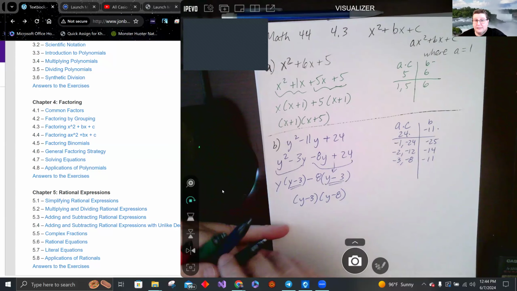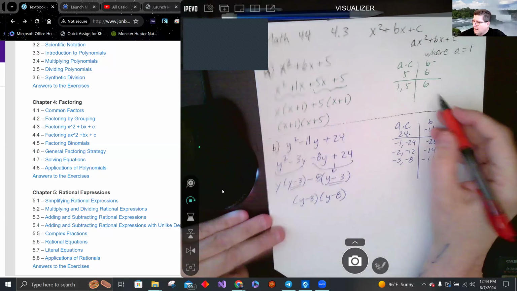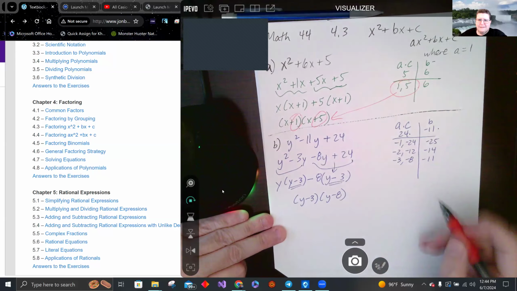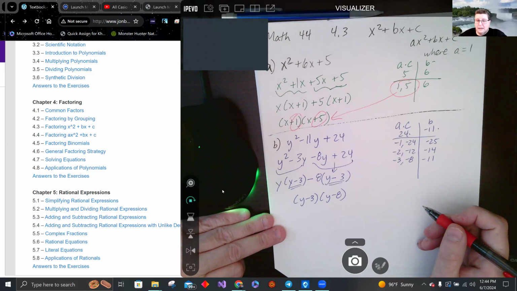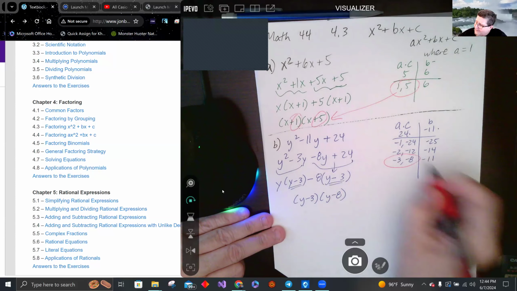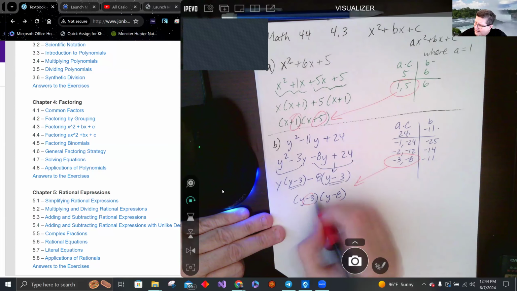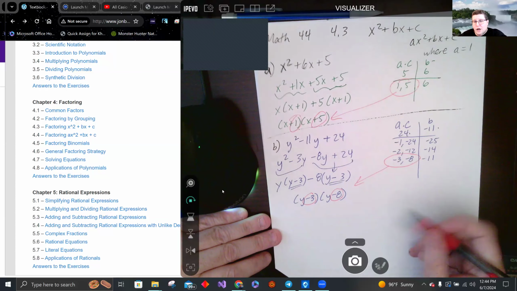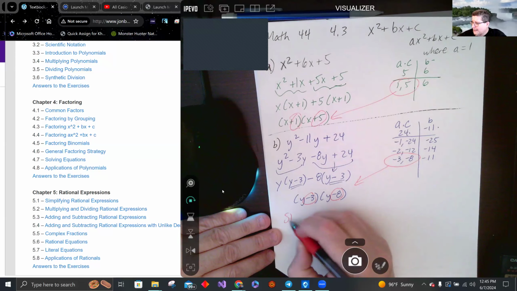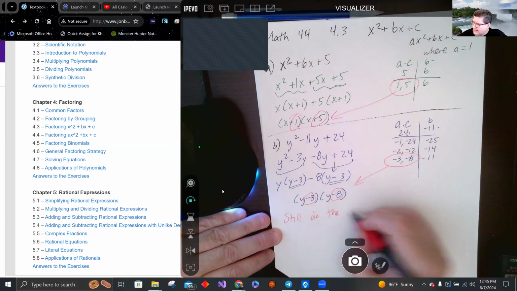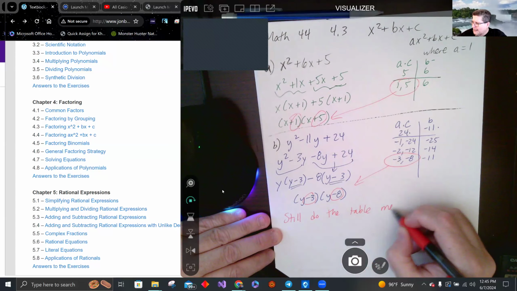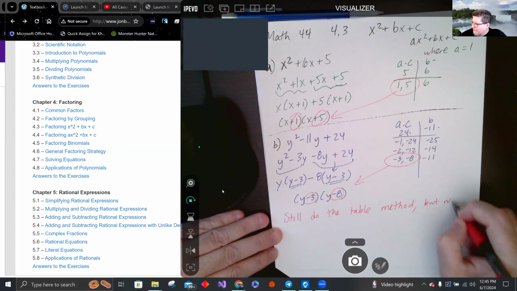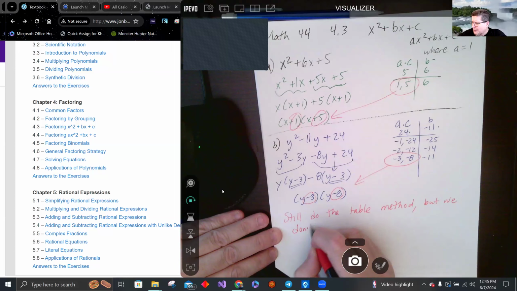Let's look at the results. I had a 1 and 5 here. I have a positive 1 and a positive 5 here. I had a negative 3 and a negative 8 here. I had a negative 3 and a negative 8 here. So if you still do the table method until you can do this quickly, do the table method. It's systematic. But we don't need to factor by grouping anymore.